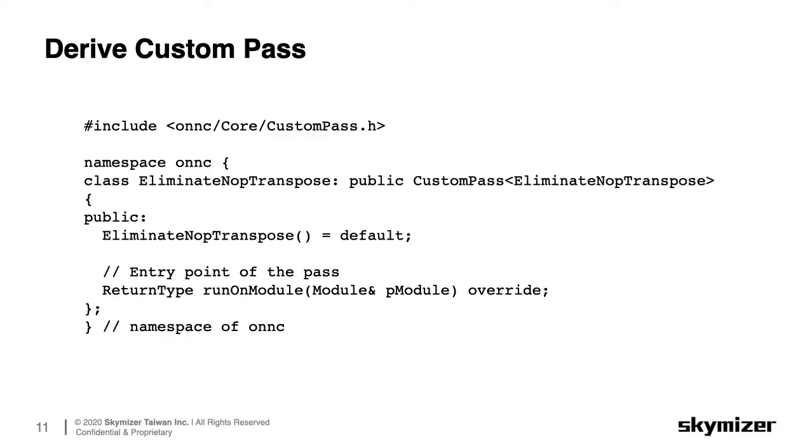Taking our eliminate no-op transpose, for example, if the input graph has no such kind of transpose that we are looking for, then it will remain unchanged after the pass. Otherwise, some node will be removed from the graph, and in that case, run-on-module should return a module change verdict.